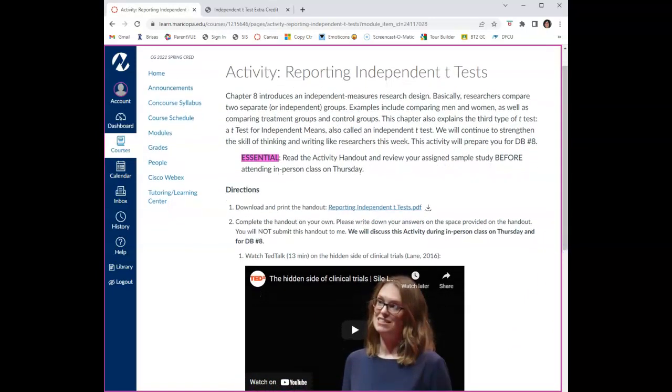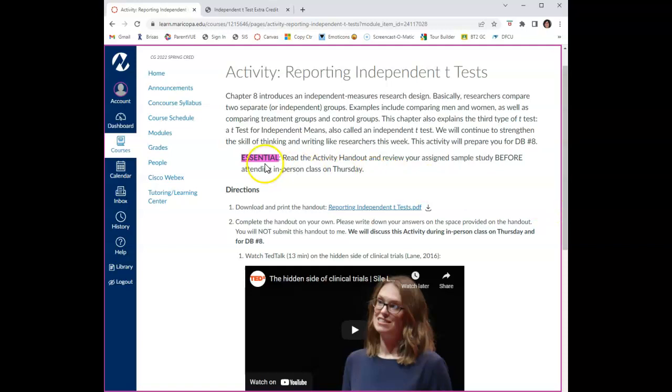This week's activity is on reporting independent t-tests. We will continue to strengthen the skill of thinking and writing like researchers this week. This activity will give you an opportunity to practice writing summary and interpretation statements for the third type of t-test, the independent t-test. Each student will be assigned one sample research study to work on and share their statements with the class in discussion board number 8.